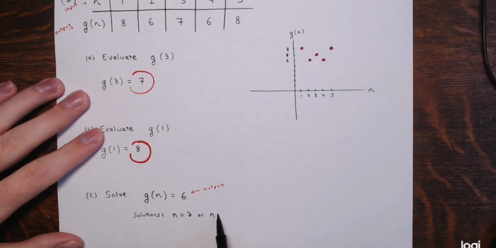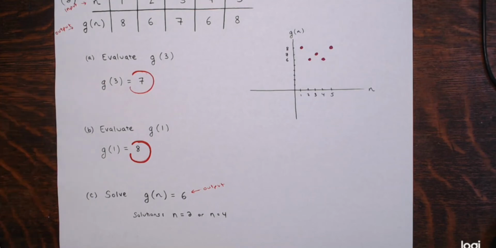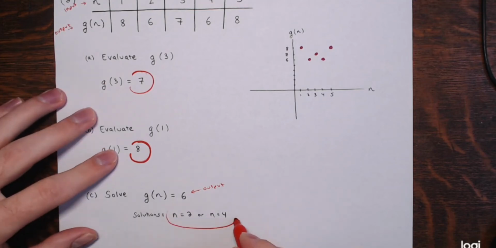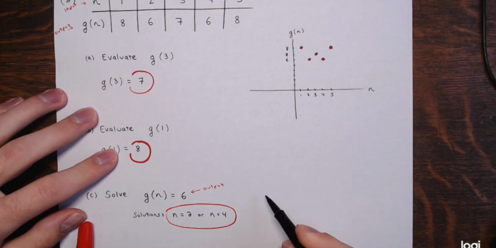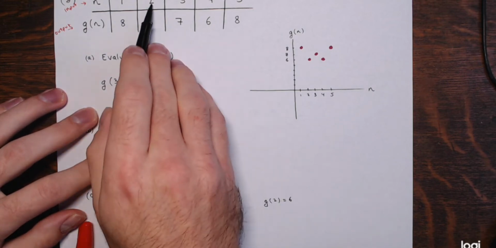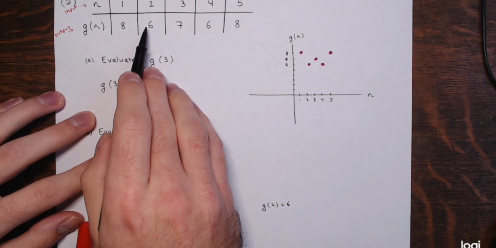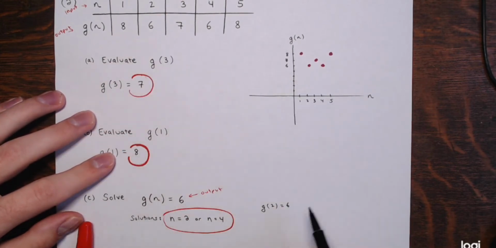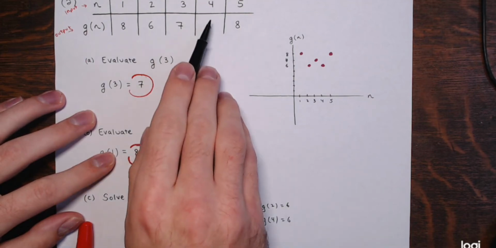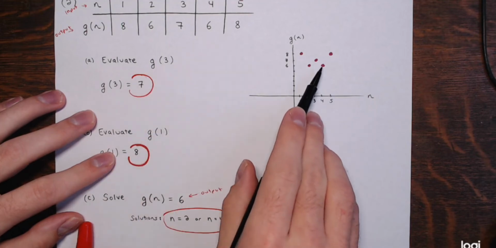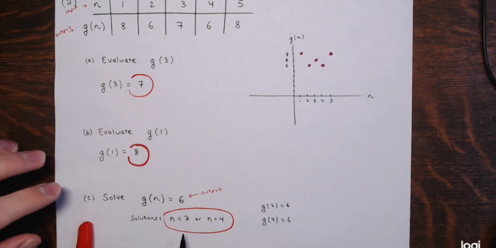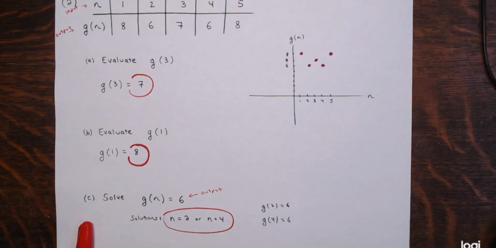Both work, right? Both of these work because g of 2 equals 6, and we can check it. Input 2, output 6. We see that in our chart. See it in my graph, ordered pair 2, 6. Also, g of 4 also equals 6, right? Input 4, output 6. And the ordered pair 4, 6 is on my graph. So there's two solutions to that equation there in part C.